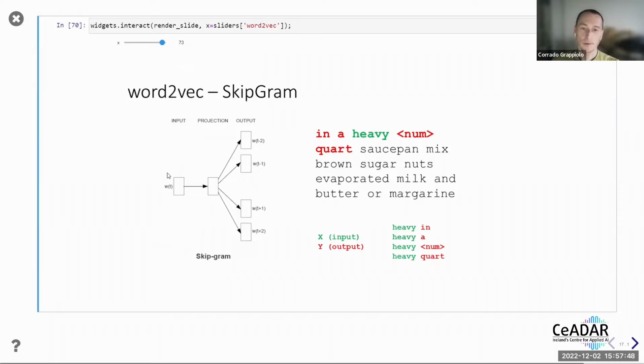The idea of skipgram is to predict the context given a word. So in this case, the input is heavy, and what the network has to predict is the context. So it should give high probability to words that correspond to the preceding and trailing words of the input.